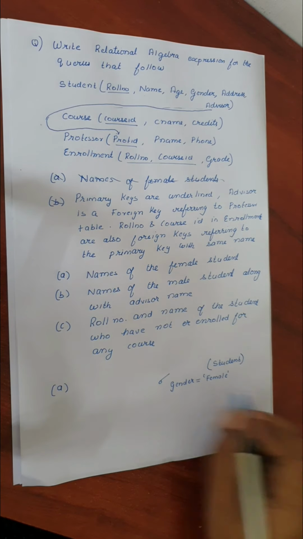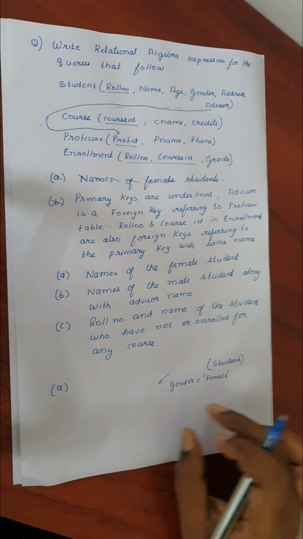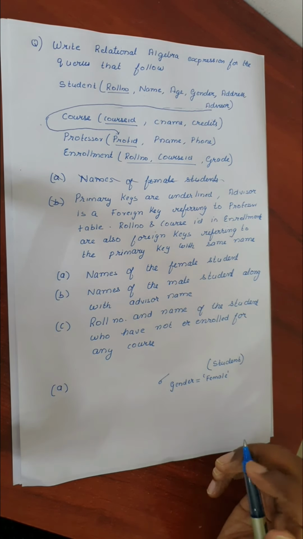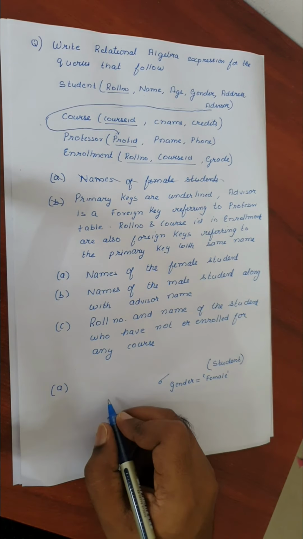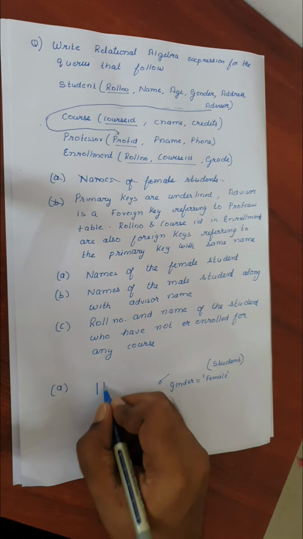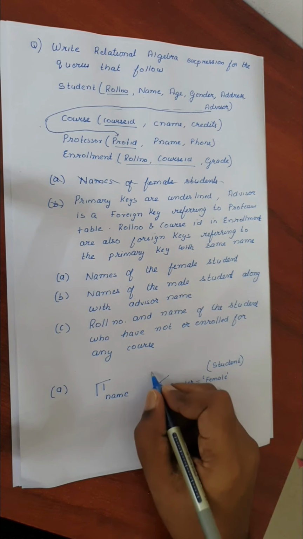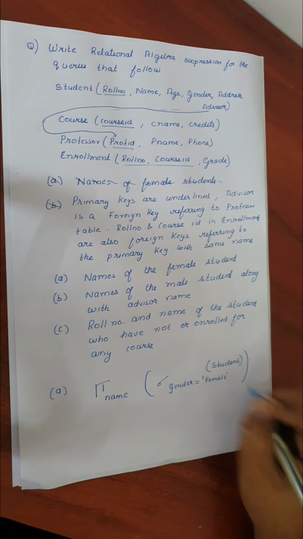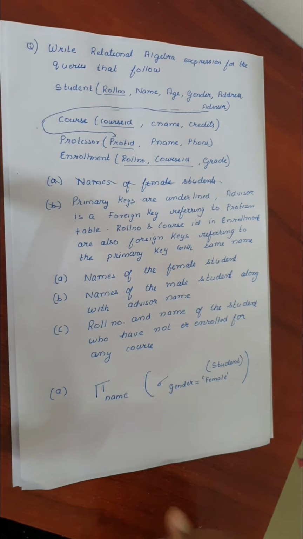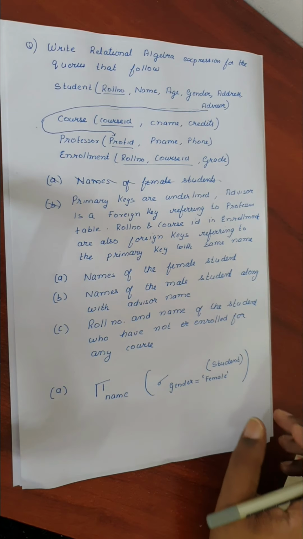After writing this statement, the tuples or the rows with gender equal to female will be selected. From that we will project the name of the student. So the first query is complete.